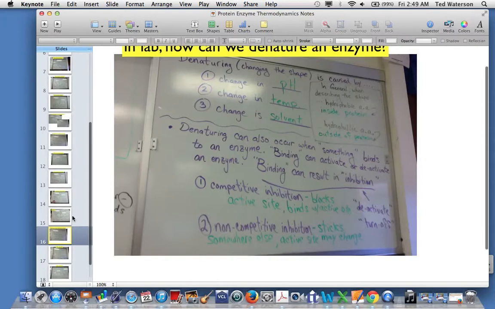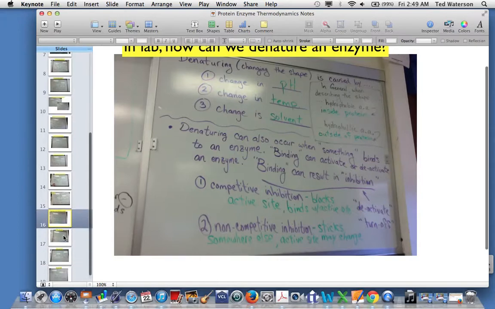If it sticks right to the active site, it's competitive inhibition. If it just binds to it somewhere else on the molecule, it still could change the conformation of the active site. Just because if you stick somewhere, the whole molecule is going to change shape. The active sites may be changed as well, but it's not sticking directly to it. It's non-competitive.